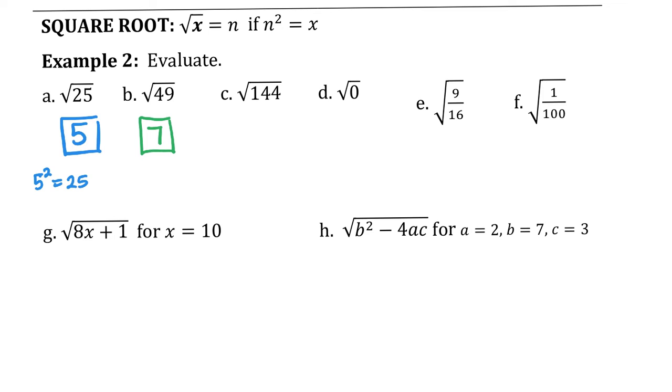The square root of 144 is 12, because 12 to the 2nd power is 144. The square root of 0 is 0 because 0 times 0 is 0.